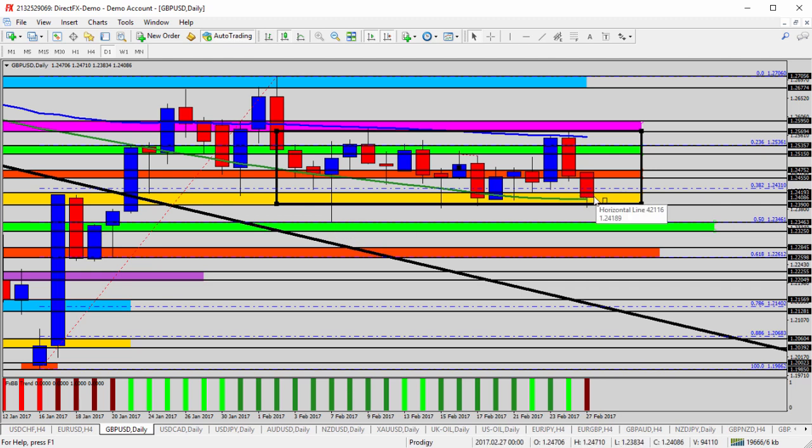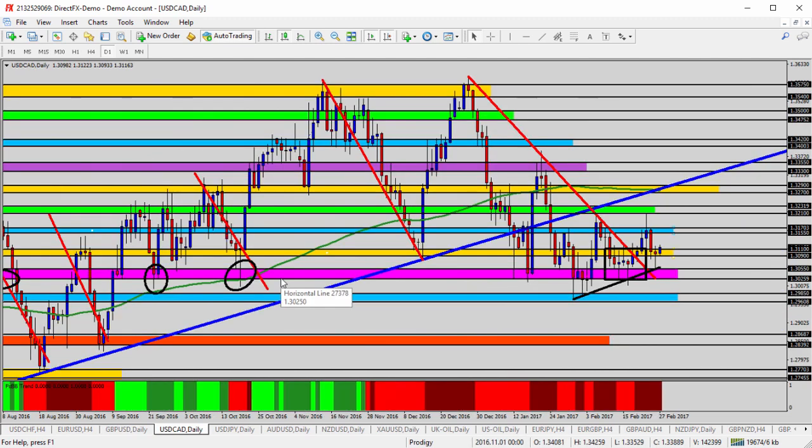But it needs to break that yellow zone before we'd have any confidence in that, because if it stays above it, as it has for the past several weeks, we could see a bounce back higher. So keep an eye on that. Forex Black Book did turn red, so if it continues to be bearish and breaks that yellow zone, that could give you an opportunity to go short on the GBP USD.